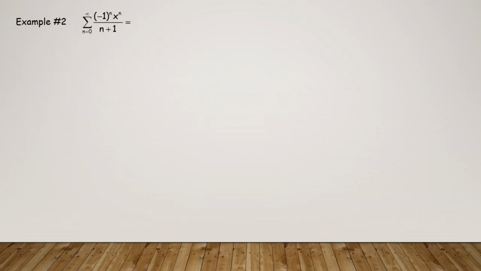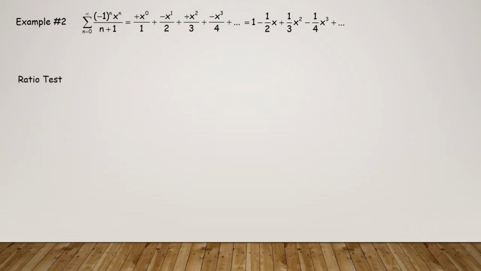Example number 2 is the summation of negative 1 raised to the n times x to the n all over n plus 1 as n goes from 0 to infinity. I've expanded it out and came up with 1 minus 1/2 x plus 1/3 x squared minus 1/4 x cubed, and I can see it's an alternating series. I will look at the ratio test to help me determine.